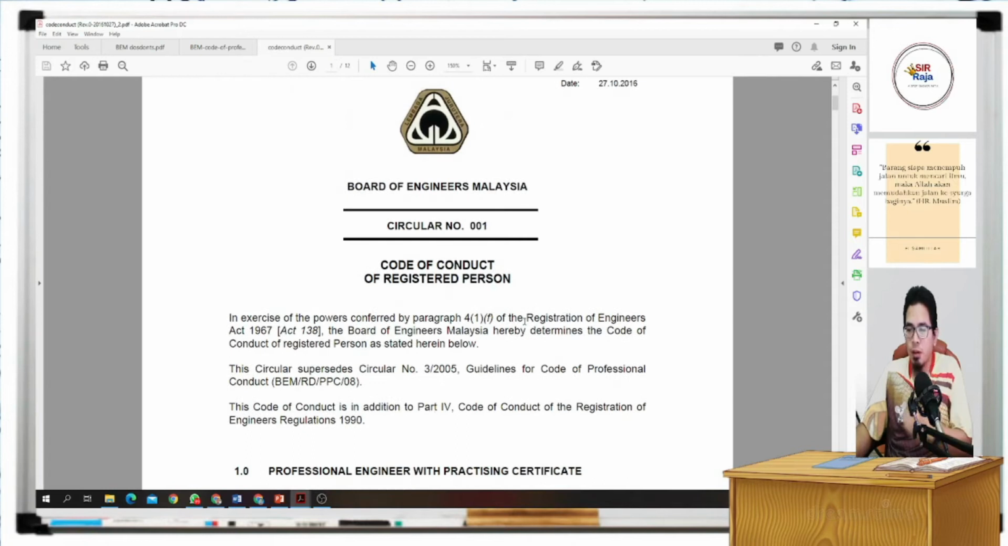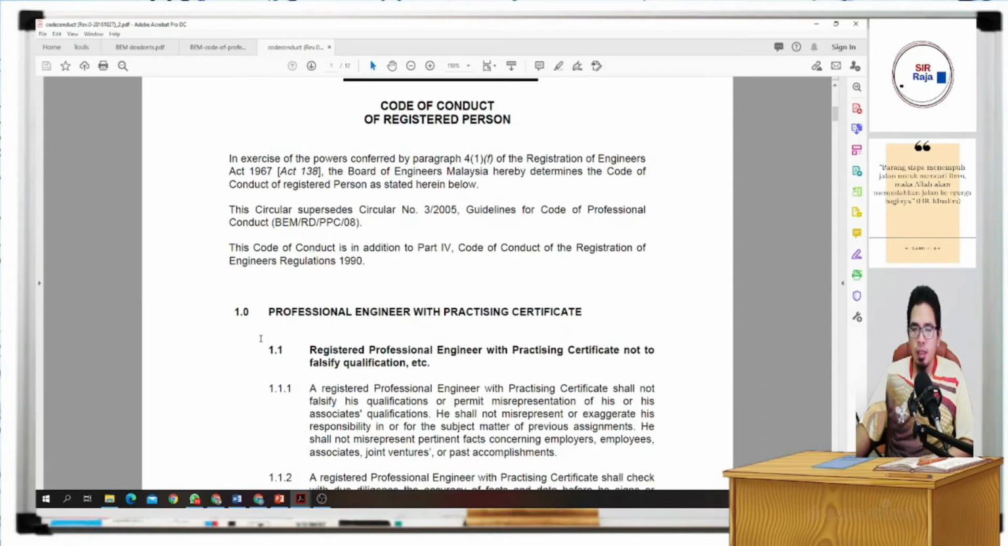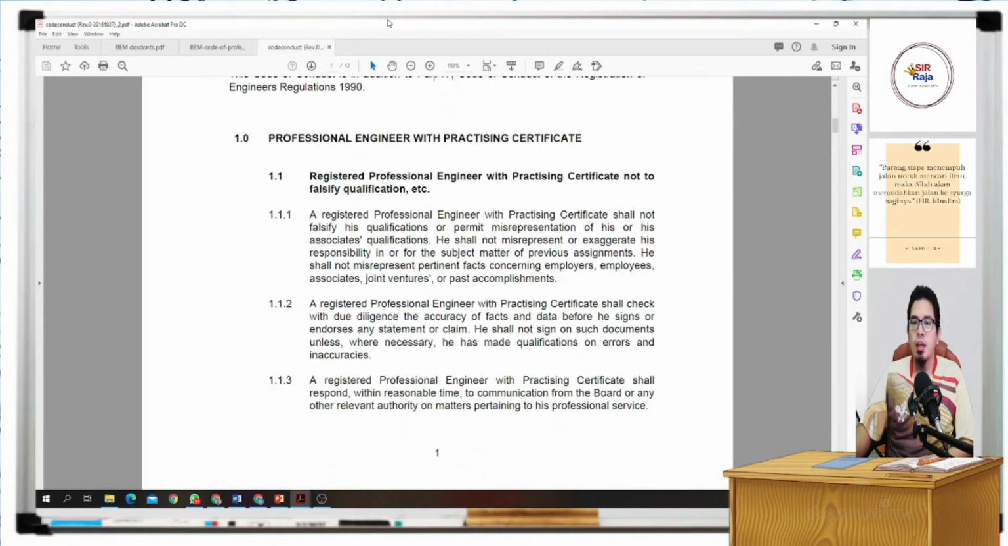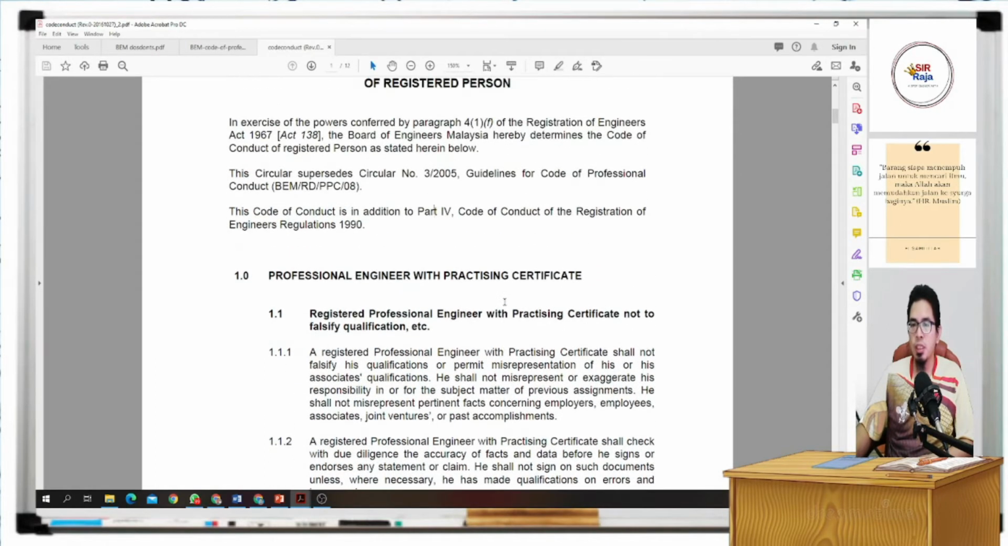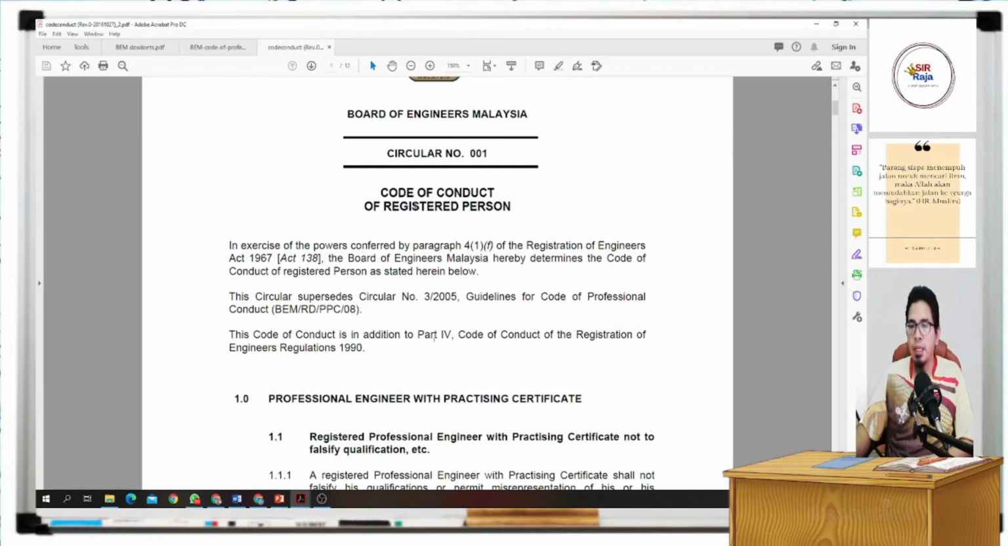So the list is a little bit different now. From my observation, the change is mainly focused on the registration part. Before this, we didn't have the registration of engineering technologists. Now we have registration for engineering technologists with BEM.